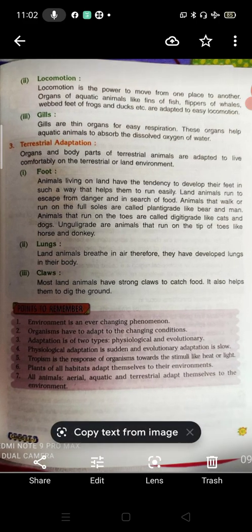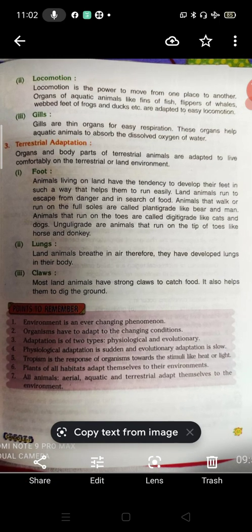Then, locomotion is the power to move from one place to another. Organs of aquatic animals like fins of fish, flippers of whales, webbed feet of frogs and ducks, etc. are adapted to easy locomotion. That helps them to move from one place to another easily.